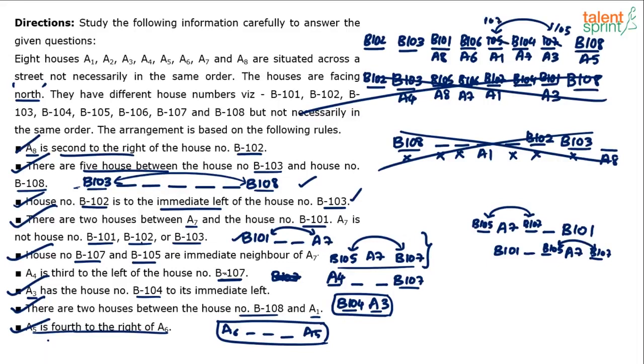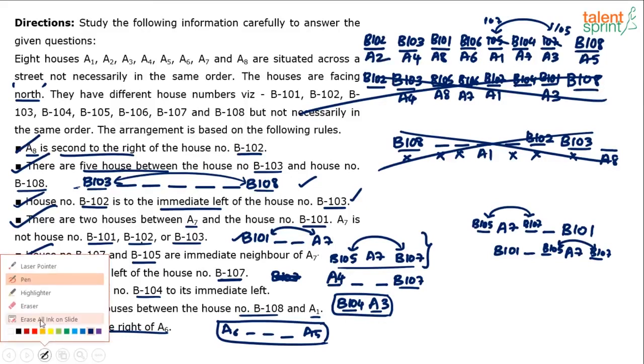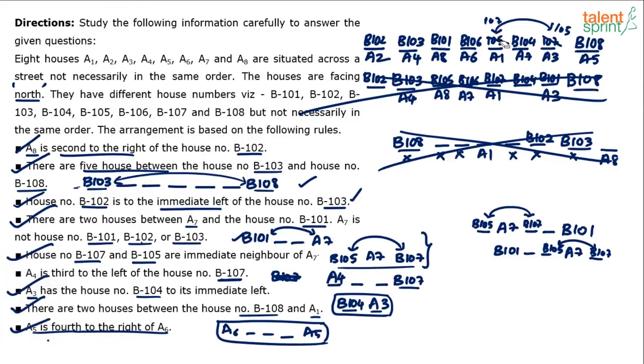And what do we know? A4 is third to the left of 107. So first, second, third, A4 is here. That's it. So what is left out now? A1, A3, A4, A5, A6, A7, A8. A2 will come here. That completes the arrangement. Let me fix this also. This is 107 and this is 105. Done. The arrangement is done.